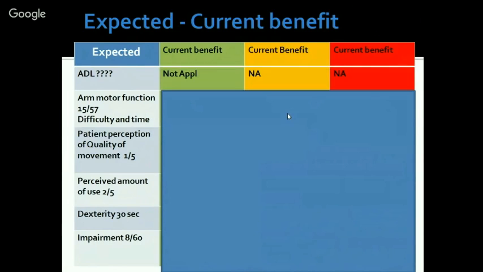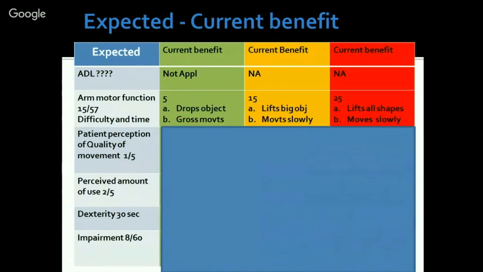We will see. On ADL, we have seen that CIMT is not able to help us in coming to a conclusion whether it will help or it will not help. So there is no point in discussing it. On arm motor function, if your patient at the end of 6 weeks of treatment is actually dropping objects and can do only gross movements and scores 5 on your Action Research Arm Test, then probably you can apply CIMT and it will definitely be better. If, on the other hand, your patient is able to lift big objects or move slowly, then you might think of applying CIMT and it might be beneficial for your patient in improving further.